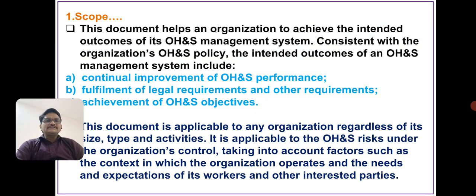This document also helps an organization to achieve the intended outcomes of its OHS management system, consistent with the organization's OHS policy. The intended outcomes include continual improvement of OHS performance, fulfillment of legal and other requirements, and achievement of OHS objectives. This document is applicable to any organization regardless of its size, type and activities.